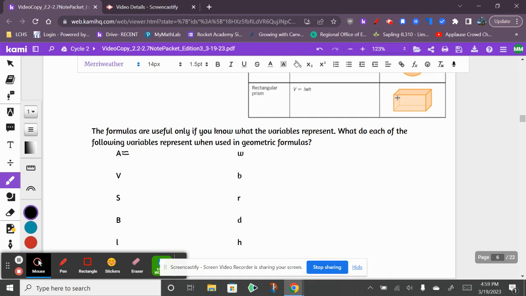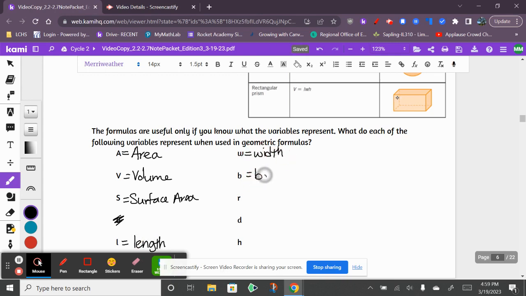Area is what capital A stands for. Capital V stands for volume. Capital S stands for surface area. We will not be using the capital B. L stands for length. W stands for width.